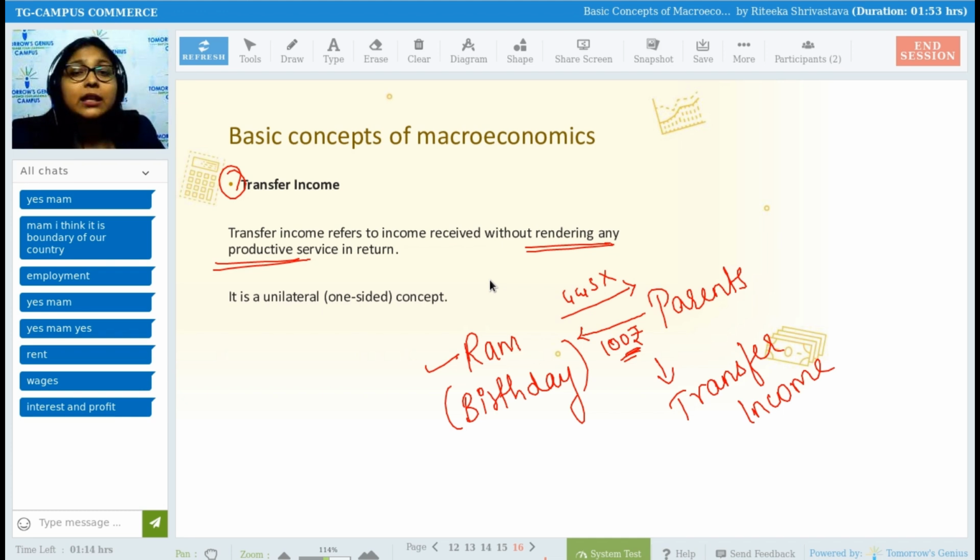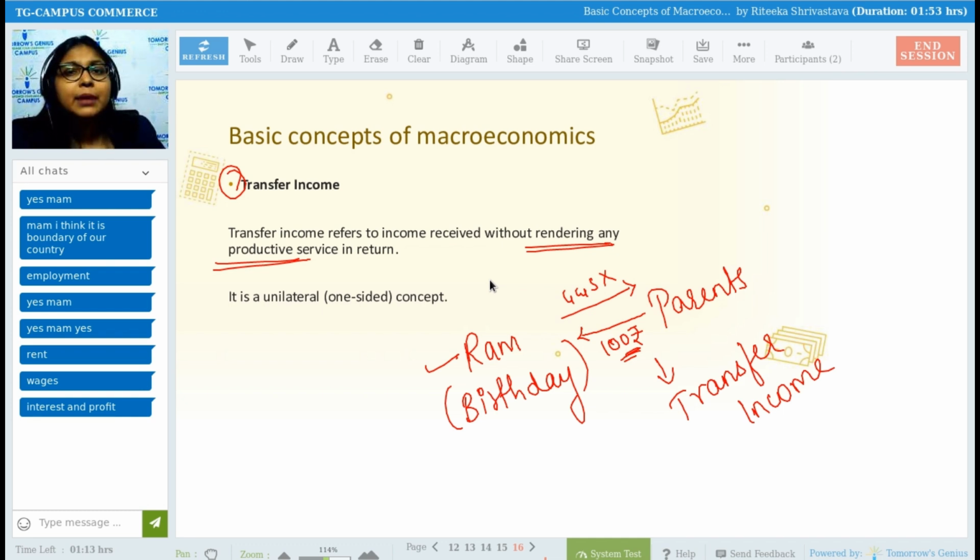Remember, factor incomes are those incomes which you get from factor services or factors of production. That means you are providing some kind of services and in return you are getting the money. Those kinds of income are called factor income. But under transfer income, you are just getting the money. In return, you are not giving any kind of goods and services. Those kinds of incomes are called transfer income.